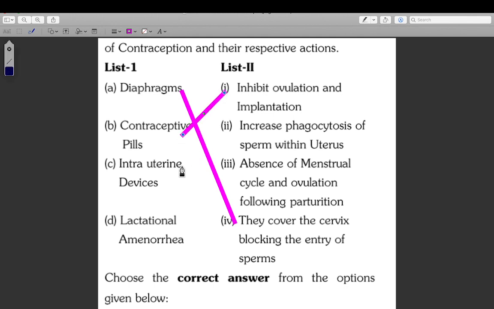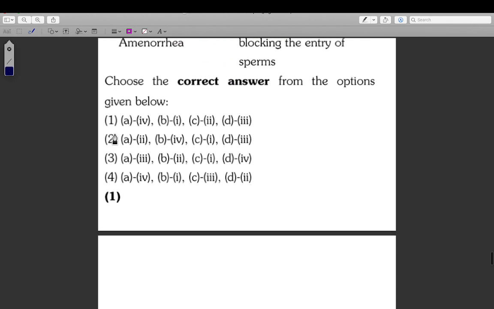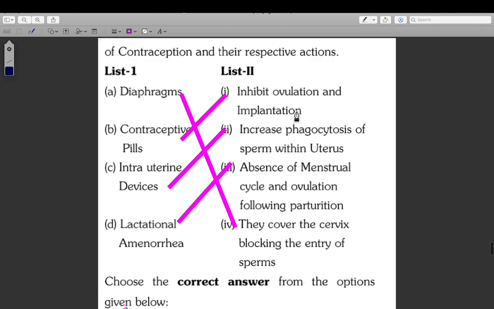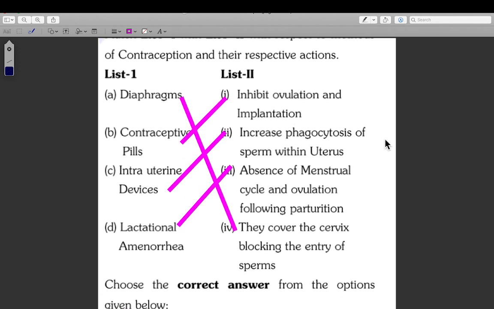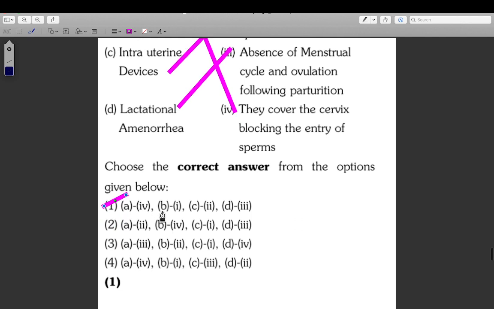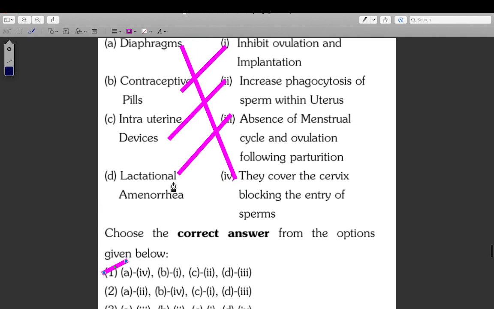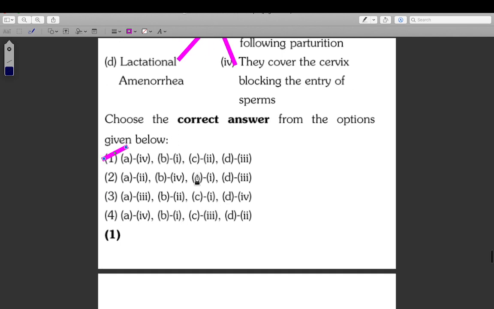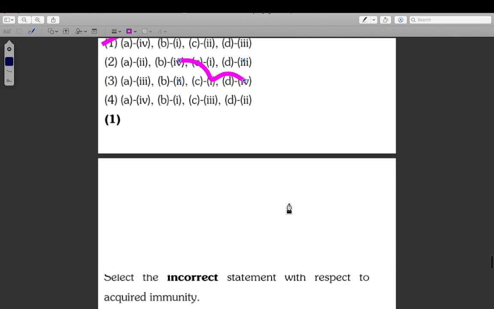1. IUD is going to be increased phagocytosis, and lactational amenorrhea is absence of menstrual cycle and ovulation following parturition. So इसमें आपका correct option है 1. This is again theoretical and a bit of common sense. So इसको please match these physically first in your options, and then देख कर correctly matches so that you don't get confused between all these numbers and letters.